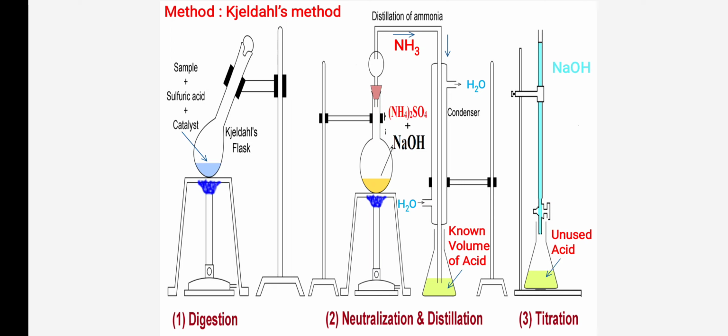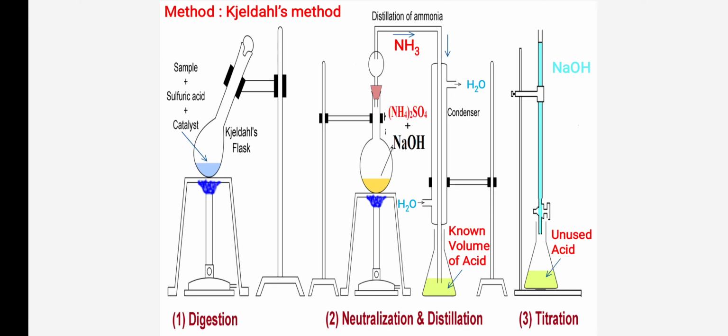Now take that ammonium sulfate in a round bottom flask. So you can see the second diagram: the neutralization and distillation. Now we will see why it is called neutralization and distillation. Dear students, in the first step we got ammonium sulfate. The nature of ammonium sulfate is acidic, so we are adding a strong alkali, that is NaOH. So simply this is an acid base reaction, so it is called neutralization.